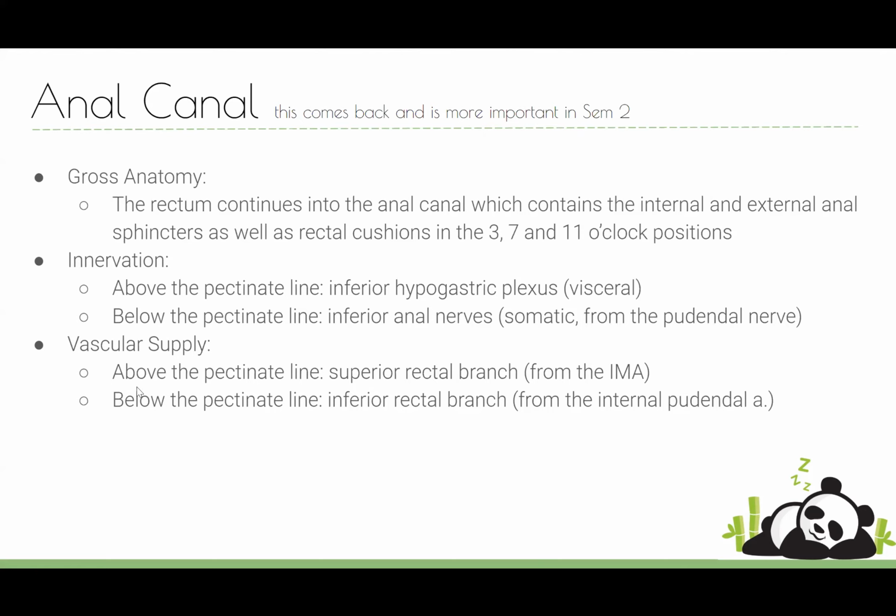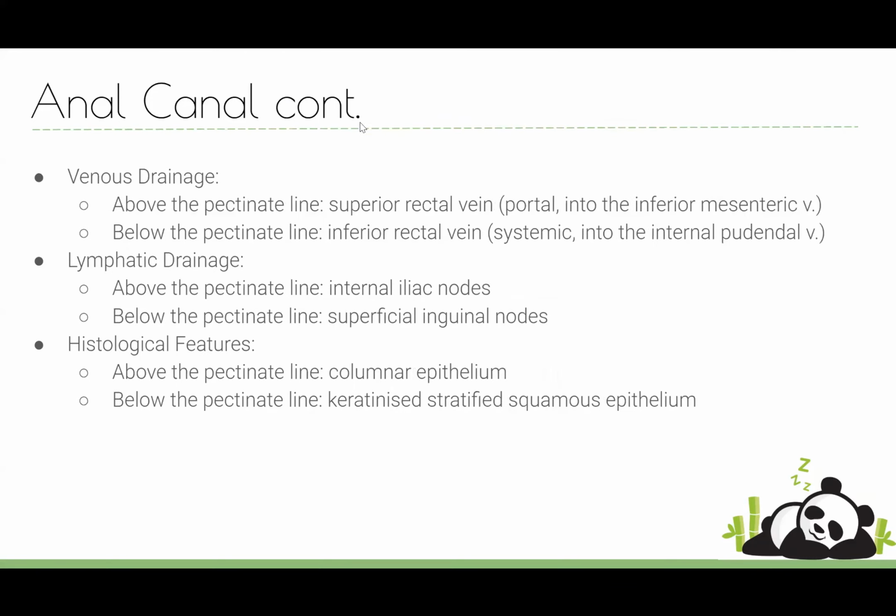Again, the vascular supply: above the pectinate line is the superior rectal branch, and below is the inferior rectal branch. And then the venous drainage, as we continue, is the superior rectal vein and the inferior rectal vein. And the lymphatic drainage is also different.